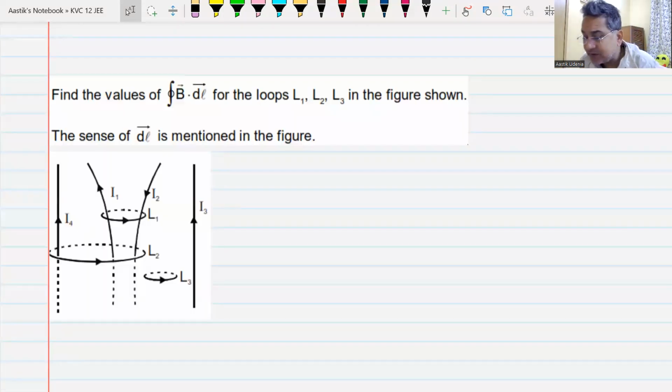Comes this simple legendary question. Find the values of integral of B dot dl for the loops L1, L2, L3 as shown in the figure. The sense of dl, so the direction, is given. Depending on the direction, you have to tell me what is the integral of B dot dl, and I will give you a minute to think about it. What is the integral in this loop L1?